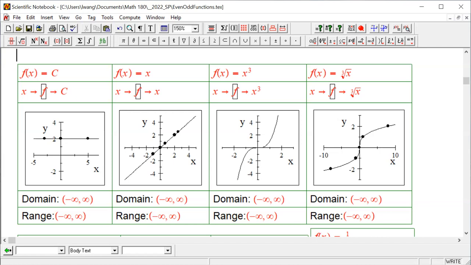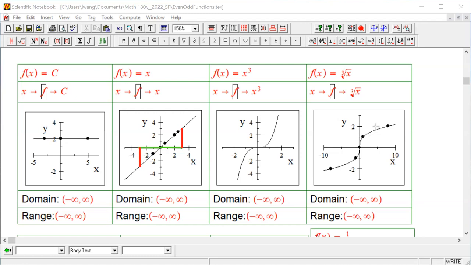Well, you can go by definition, right? If this is x and that's negative x, the opposite input, their outputs are not the same. One is above, the other one is below. They're not the same. Therefore, this one is not even.